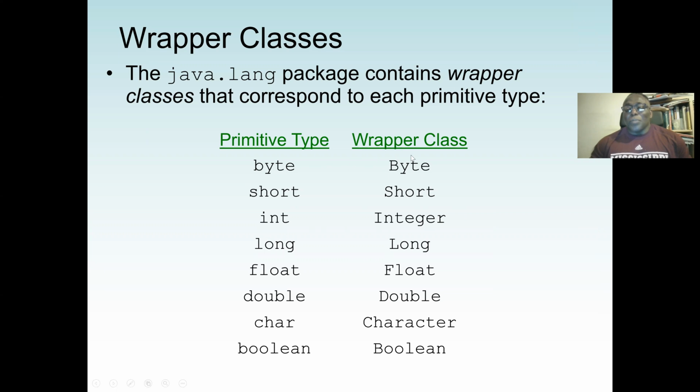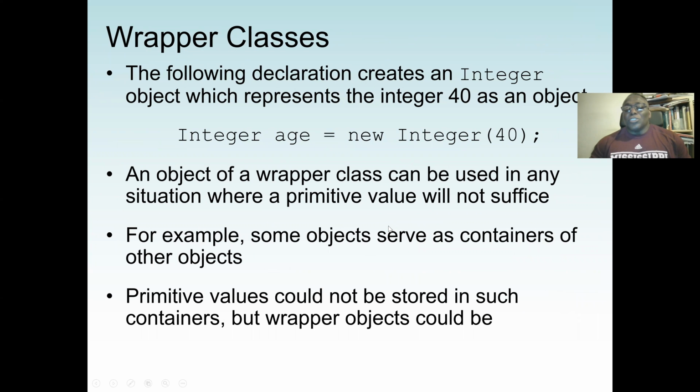But this is a built-in wrapper class, so if we want to use it, we have to write the name as it is here. The following declaration creates an Integer object. This time it's no more a primitive data type, because we are using a class, which we call a wrapper class. So the Integer object represents the integer 40 as an object now. Instead of saying int age, I'm using Integer age equal to new Integer(40). So this is the constructor, and we are initializing age to 40. So this is now an object.